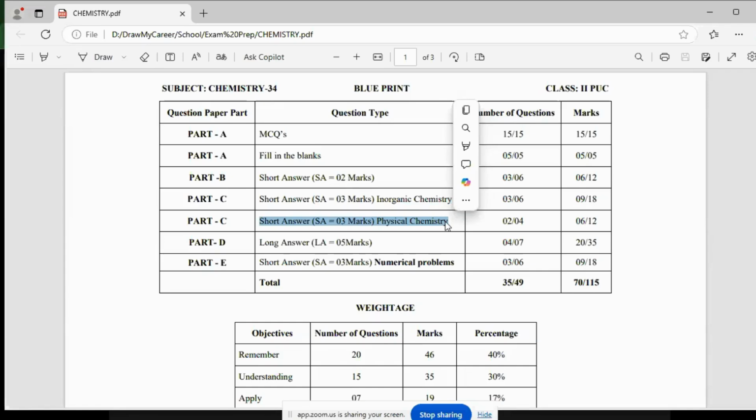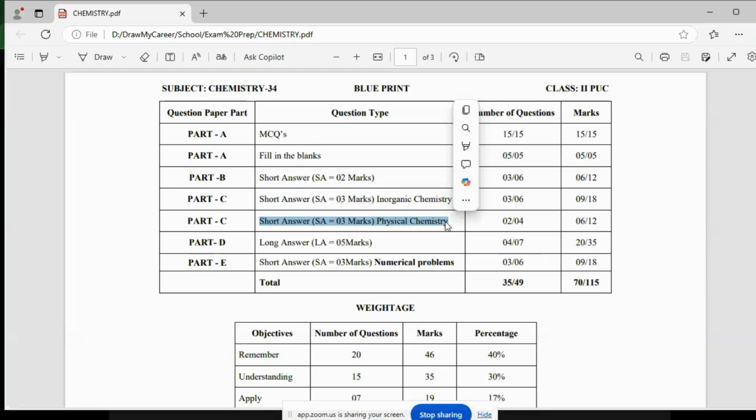As you know, in physical chemistry there are 3 chapters: solutions, electrochemistry, and chemical kinetics. Out of 4 questions, 1 question is from the solutions chapter, 2 questions from electrochemistry, and 1 from chemical kinetics. So for part C, Roman number 5, for 3 marks, 1 question from solutions, theory; 2 questions from electrochemistry, again theory; and 1 from chemical kinetics, again theory. So you have to answer 2 out of 4, each carrying 3 marks.